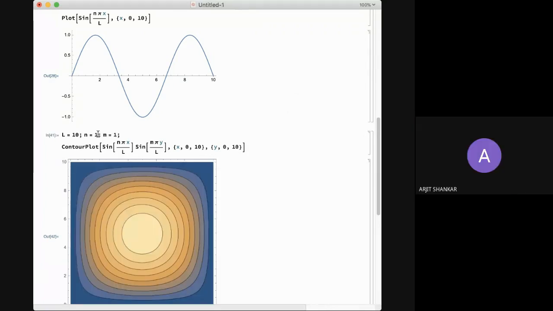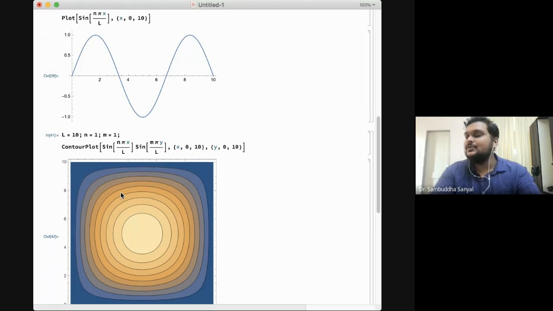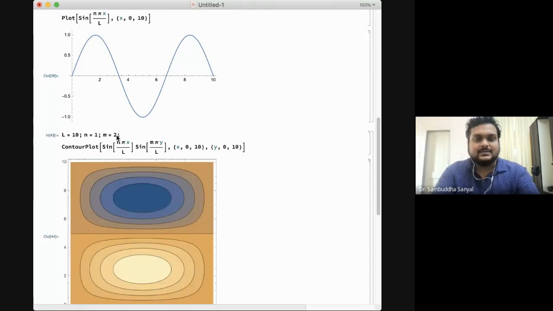Yes, sir. Okay, so 1,1 has only one peak at the center. 1,2 has one peak on one side and one crest on the other side. Now, I told you earlier that 1,2 and 2,1 are degenerate. Degenerate means they have the same energy but two different wave functions. So can somebody predict what is going to happen for 2,1?